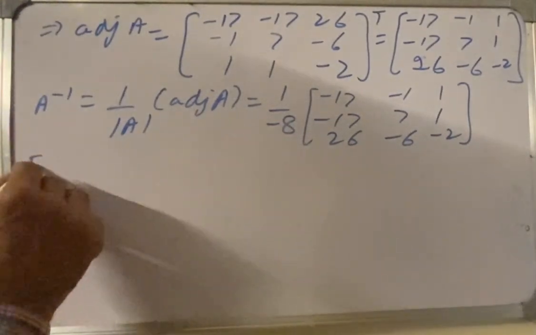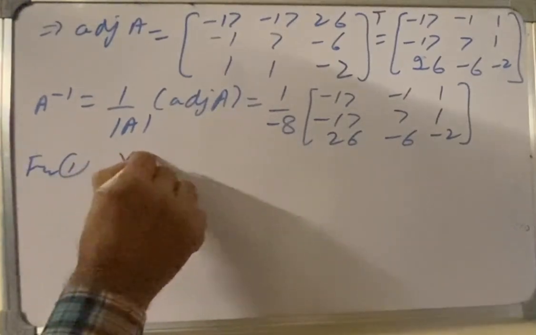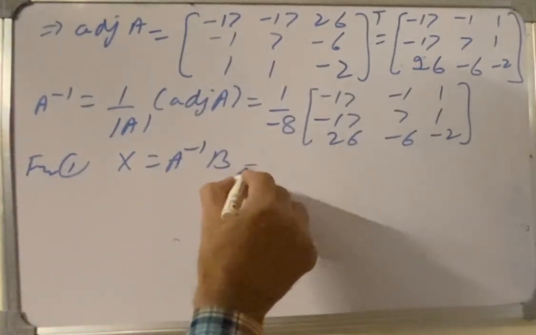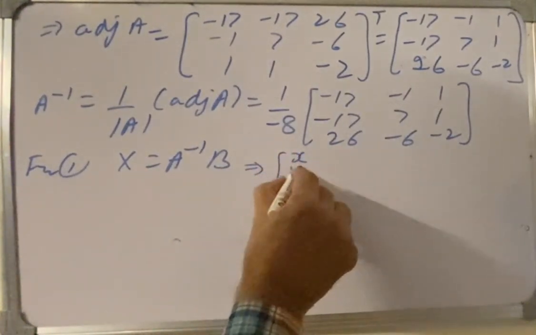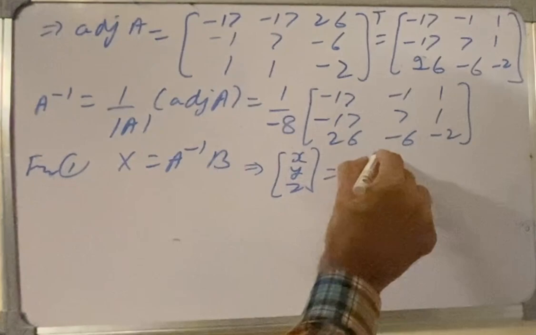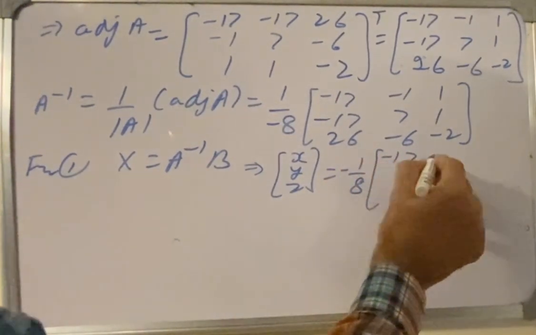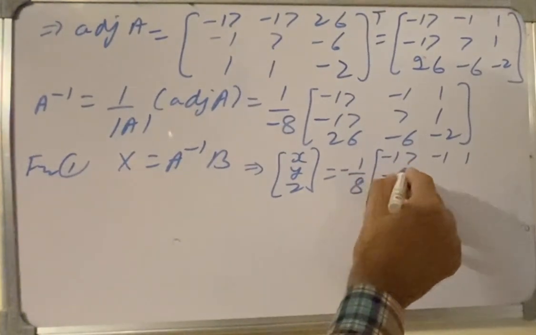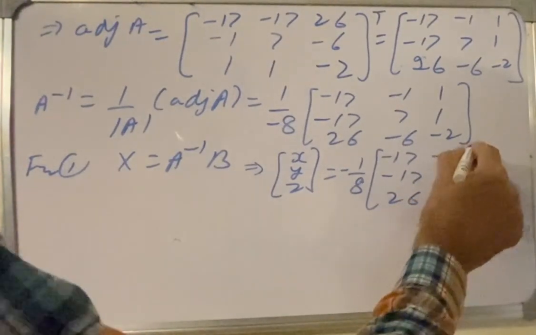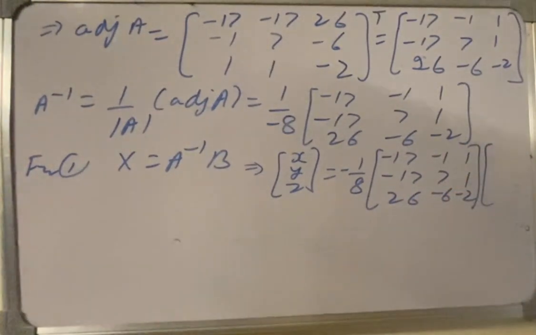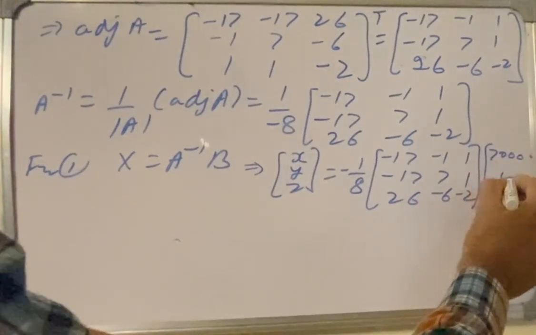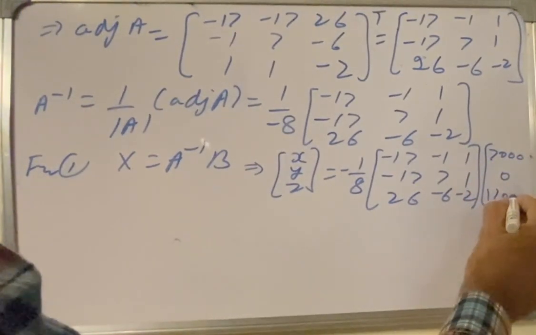Now from 1, X is equal to A inverse B. We put the values: the variable column matrix X, Y, Z is equal to minus 1 over 8 into the matrix minus 17, minus 1, 1; minus 17, 7, 1; 26, minus 6, minus 2, into B, which is 7,000, 0, 1,10,000.